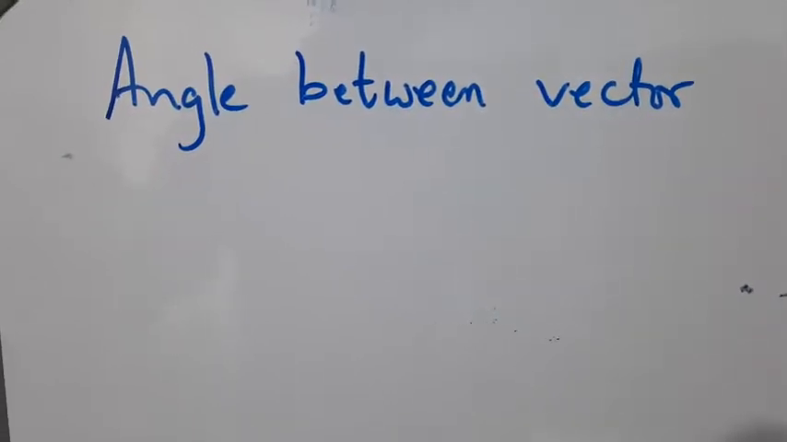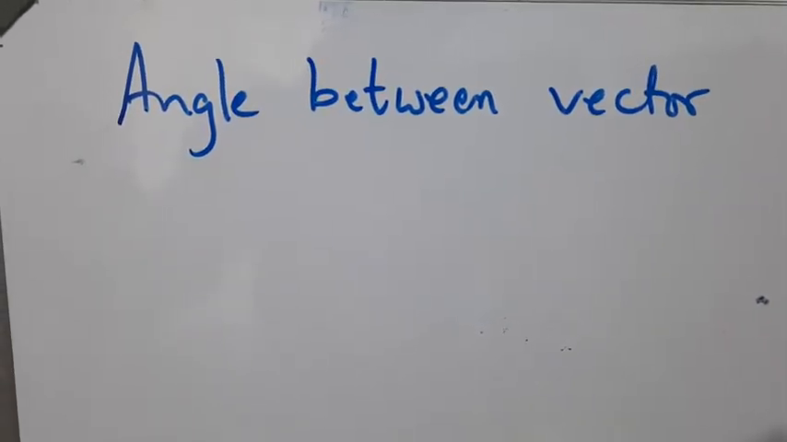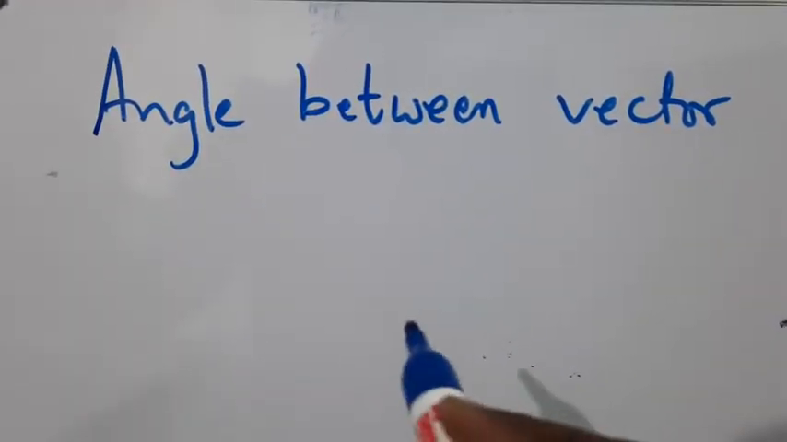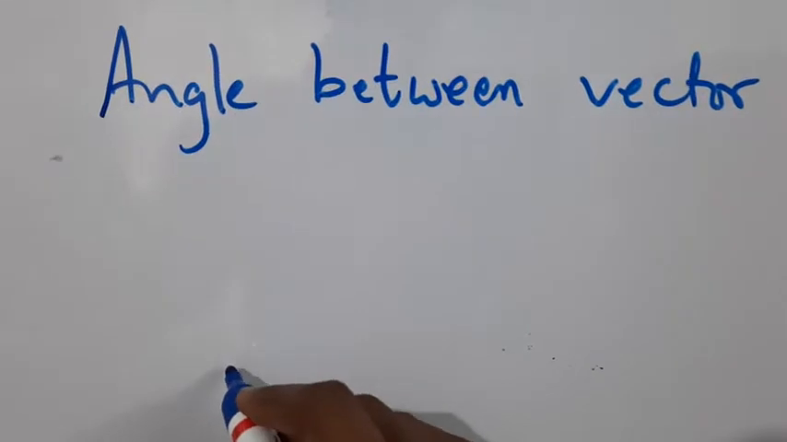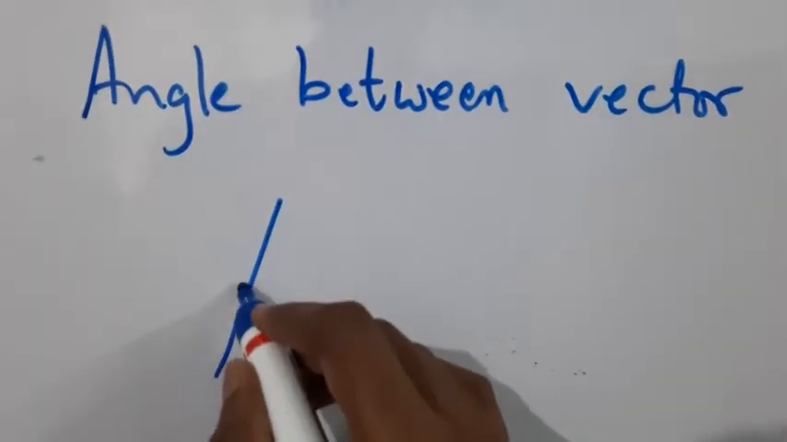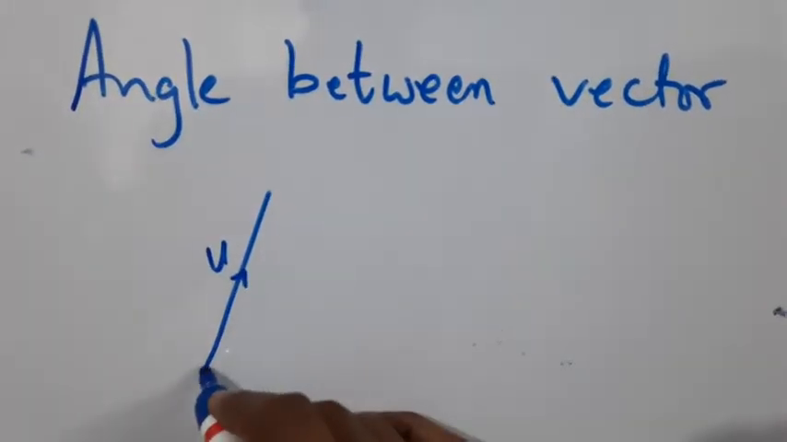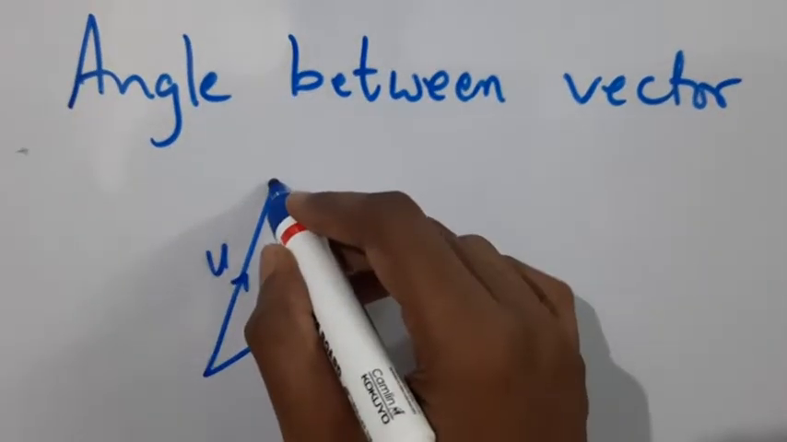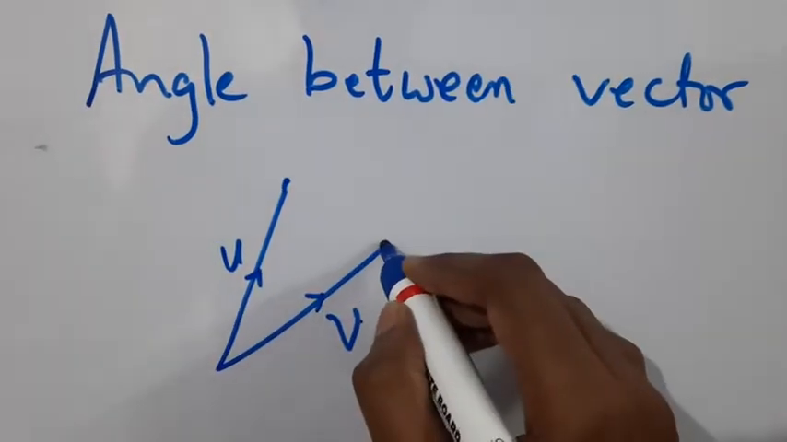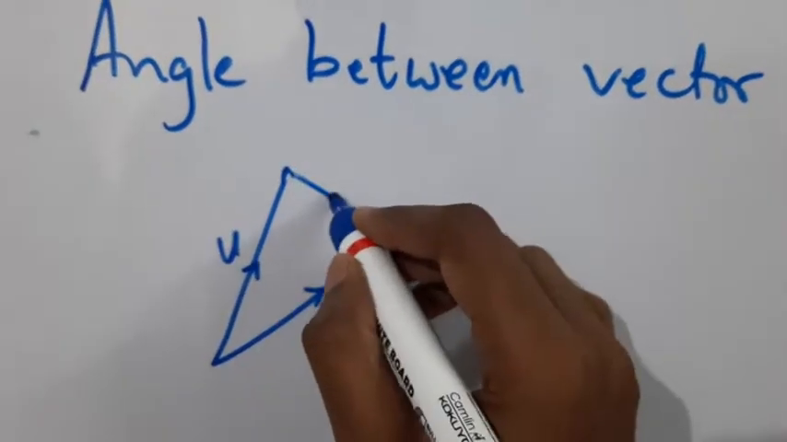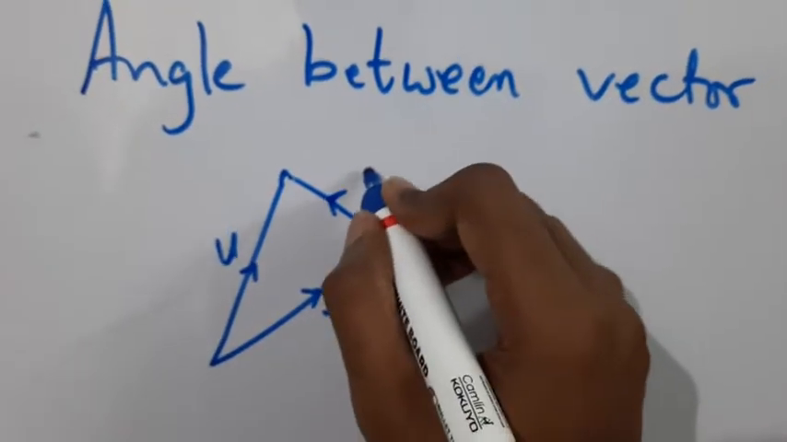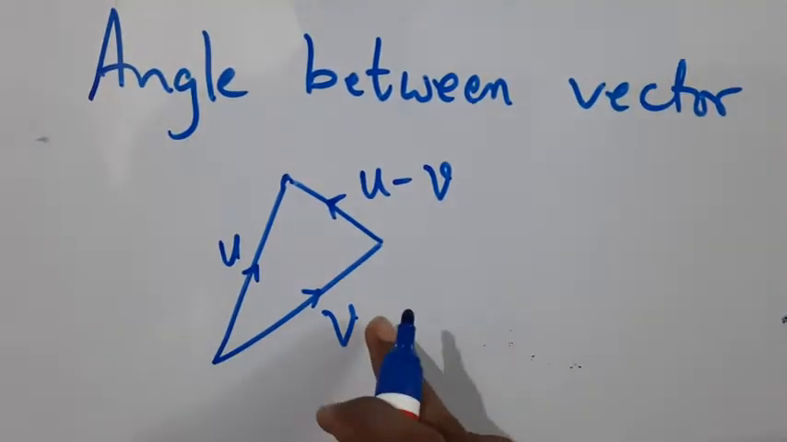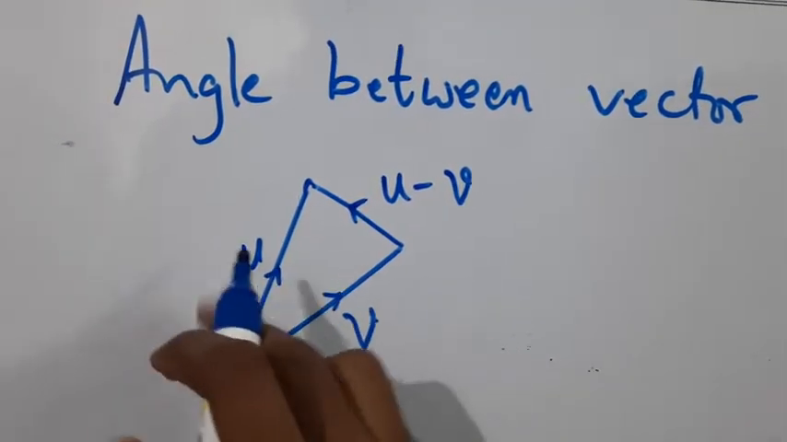Hello students, this is a lecture on the angle between the vectors. Now if we have two vectors, say u and v, if we use the law of addition of vectors, this vector should be u minus v. So that when we add these two vectors, we get this vector u.